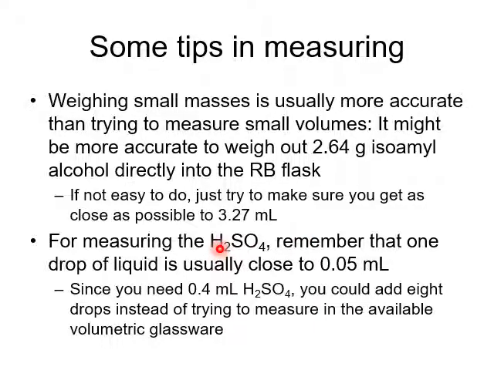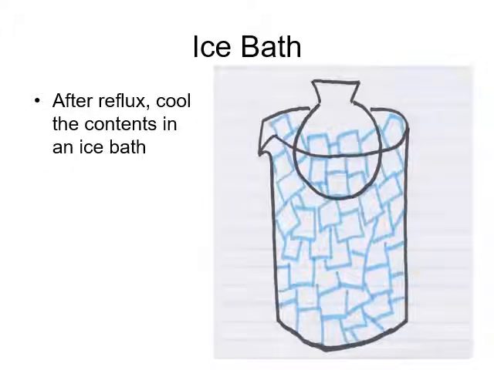milliliters. Usually with pipettes, with the bulb pipettes, they're usually 1 milliliter. So you can do like half of that pipette, right? So since you need 0.4, you could add 8 drops instead of trying to measure in the available volumetric glassware, which is very small. Sometimes you'll use a syringe, which measures out by microliters, so you can use that as well if you have that available.